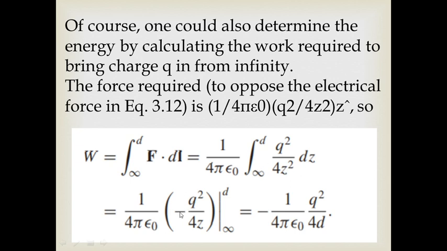So we can substitute minus 1 upon z here, with the limits from infinity to a distance d. Substituting from the higher limit to the lower limit, we substitute z is equal to d, and for z is equal to infinity this quantity is going to be 0. So finally, the amount of work done is equal to minus 1 upon 4 pi epsilon 0 q square upon 4d.